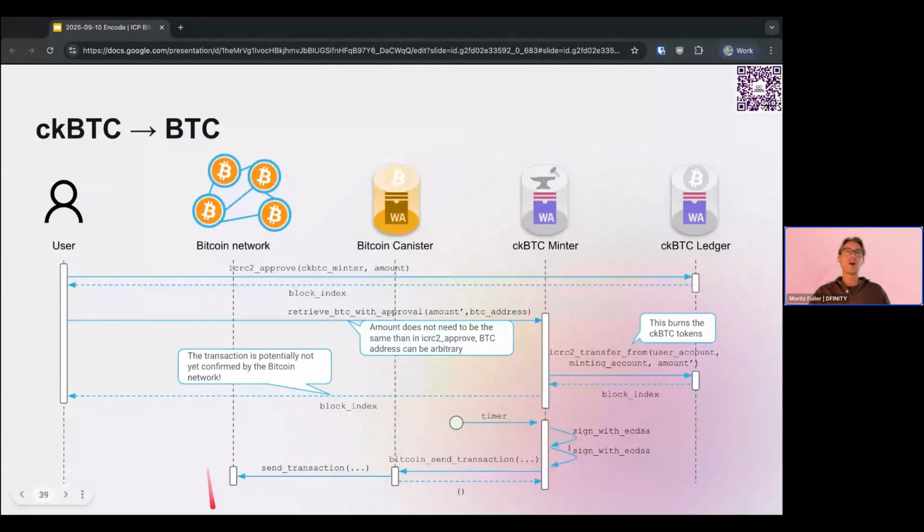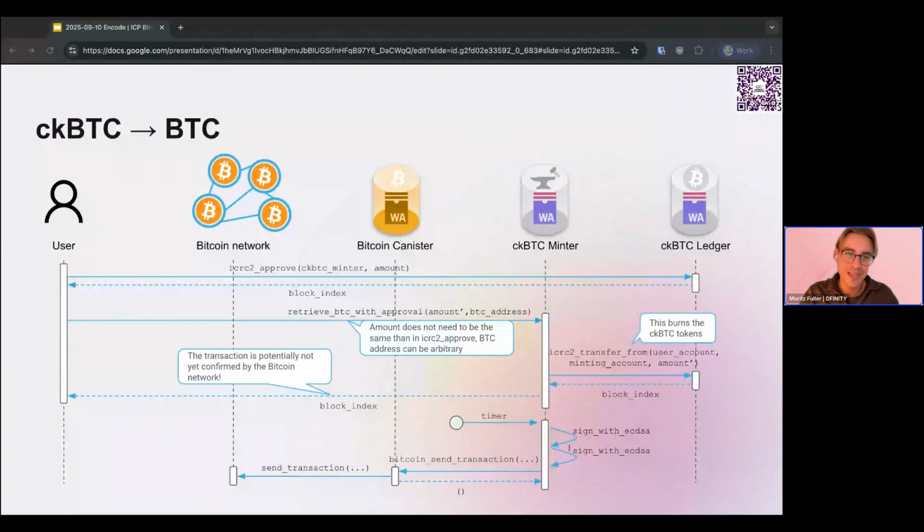So as you can see, all of this is fully automated, right? There's no bridge or central entity or anything involved. It's just smart contracts running on the Internet Computer and the Bitcoin network. So it's secure, it's trustless, it's verifiable, and it's fast, and it's cheap, and it's great to build BTC-Fi applications.